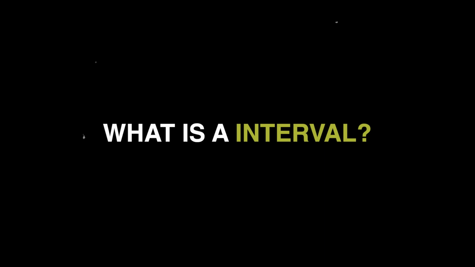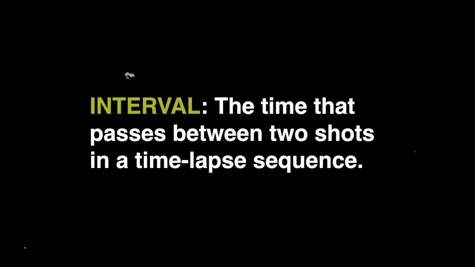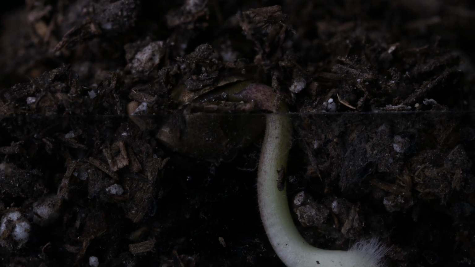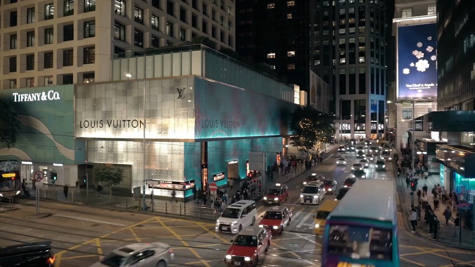Now, the amount of time that passes during a time lapse depends on the subject we're photographing and the interval that we choose. You might be wondering, what is an interval? Interval refers to the amount of time that passes between each photo. The way we choose our interval really depends on what we're time lapsing. To help better understand, I'll be comparing time lapsing a plant versus time lapsing a busy street.